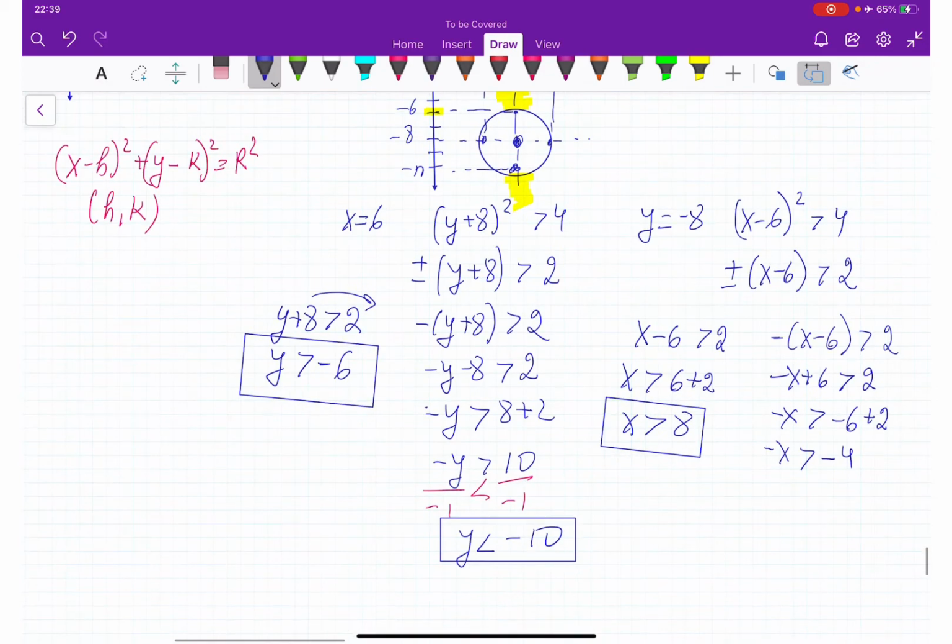And if I divide by negative 1, what's happening?